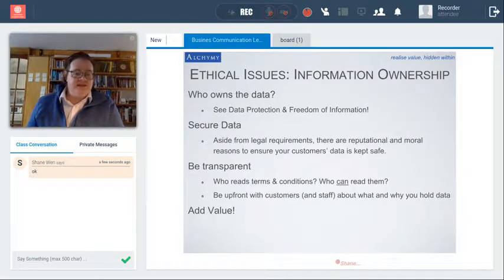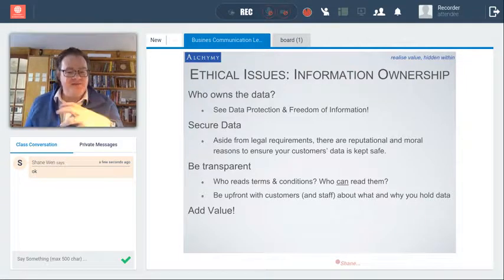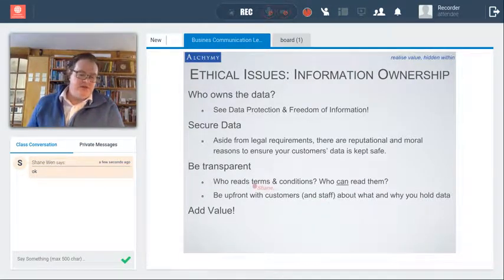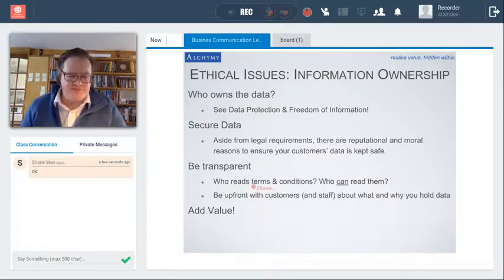So, ethical issues that we need to think about then. Who owns information? How do we make sure it's secure? And how do we be transparent about how we manage information? The bottom line is, if you go to any website, any service, and you sign up, who actually reads the terms and conditions? If you go to Facebook, for example, it's a 50-page document. Who's going to read all that before they open a Facebook account?